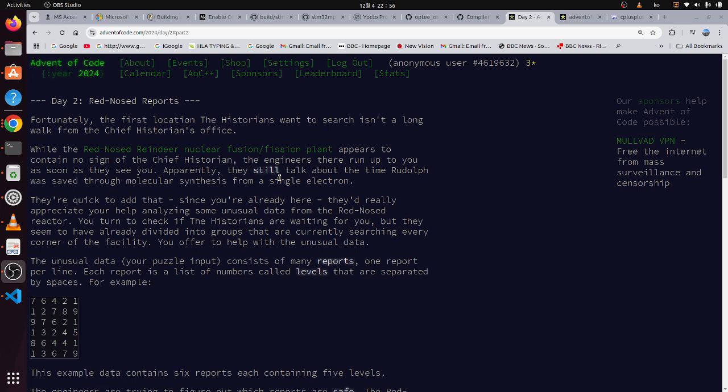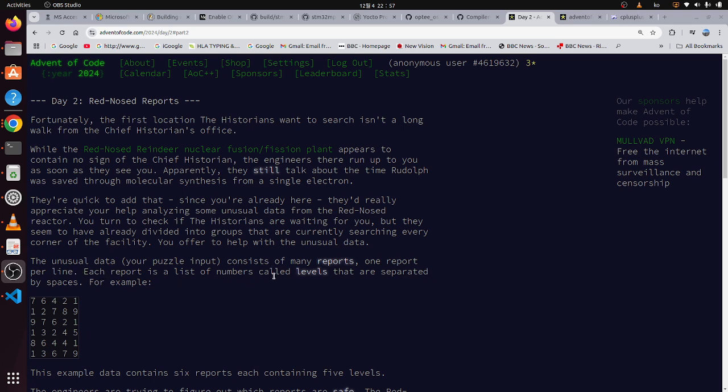plant appears to contain no sign of the chief historian, the engineers there run up to you as soon as they see you. Apparently, they still talk about the time Rudolph was saved through molecular synthesis from a single electron. They are quick to add that since you're already here, they would rather appreciate your help analyzing some unusual data from the red-nose reactor. The unusual data consists of many reports, one report per line.